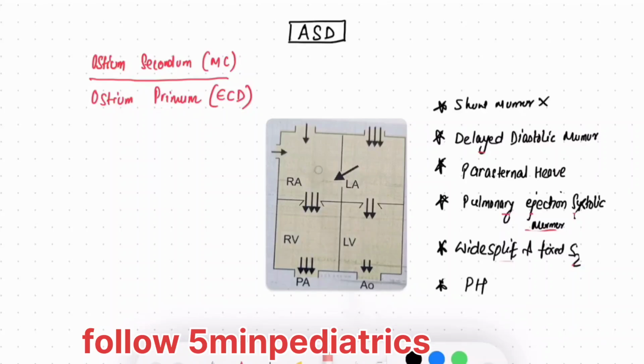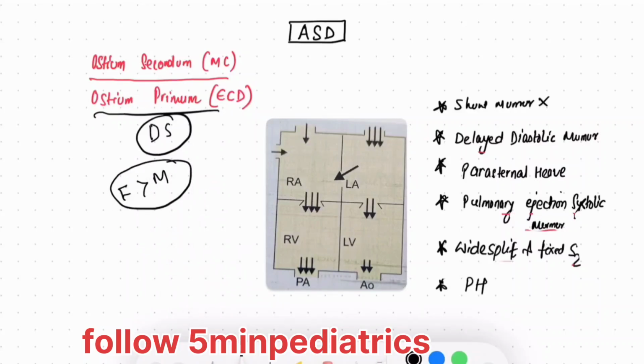Today I will be discussing atrial septal defect. It is an abnormal connection between the two atria. Now it is of two types. Ostium secundum, most common. It is generally located at fossa ovalis. Second is ostium primum, what we call endocardial cushion defect, and this is associated with Down syndrome.